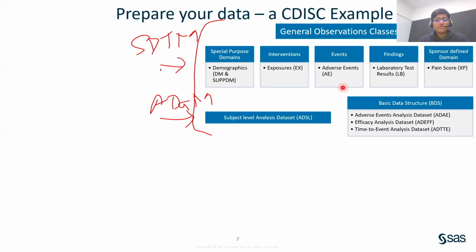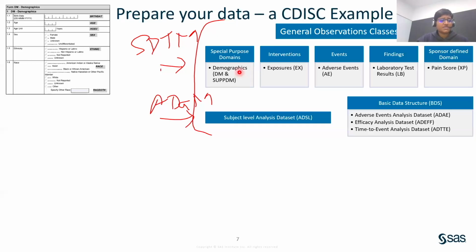Right? But if you have some data that you have collected, which is very specific to your clinical trial but unfortunately might not be listed in the guidelines, then you also have an option to create your own domains, right? But all of these different domains that you create under these different classes, as well as these special purpose domains, need to follow a very specific structure.